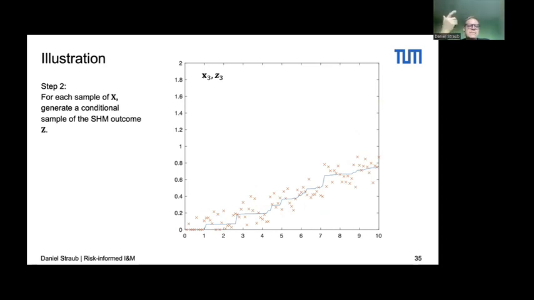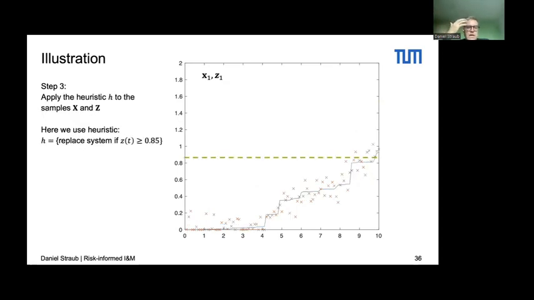First step, I apply the heuristic for the maintenance action, and that's very simple, as we said before. We replace the system if the observed damage is larger than a threshold. For a particular, near optimal threshold, this is the green threshold that you see here. So for this particular realization of the ground truth and the corresponding monitoring outcomes, I would replace at t equals 8.9, because that's the first time I'm crossing the green line.